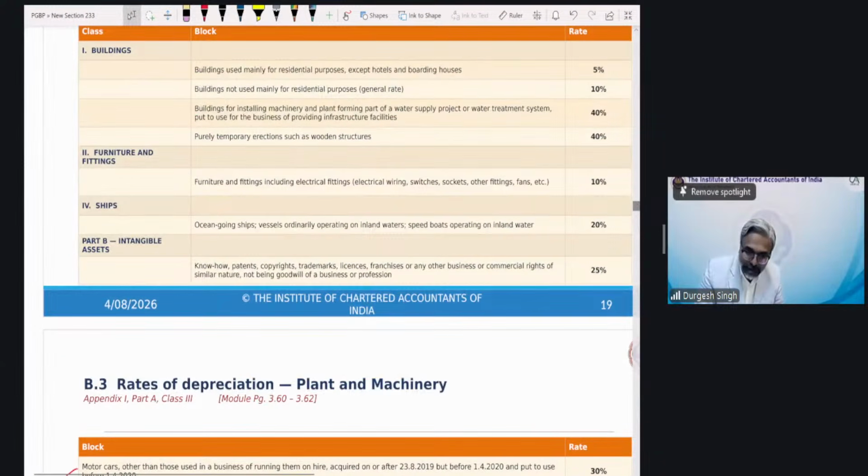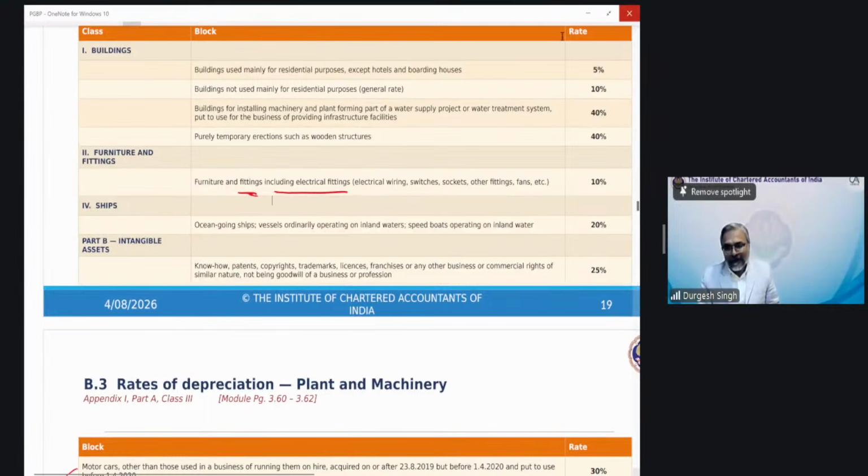Now you know furniture and fittings, including electrical fittings. So this will go not in the block of plant at 15%, but it will go at the block of furniture and fittings. Which block? Furniture and fitting block, and that will go under 10%. Okay, fine, very good, students.